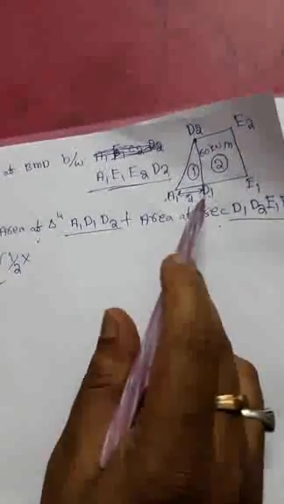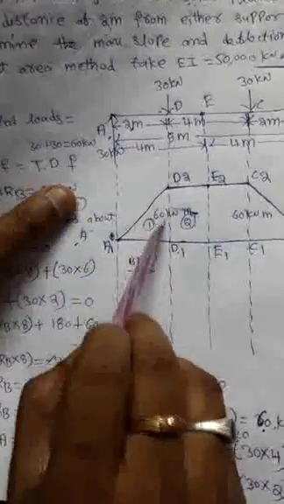For the triangle, the formula is half into base into height. Base is 2 and height is 60 kilonewton meter, so half into 2 into 60. The area of the rectangle is length into breadth, base into height, so base is 2 and height is 60, so 2 into 60.